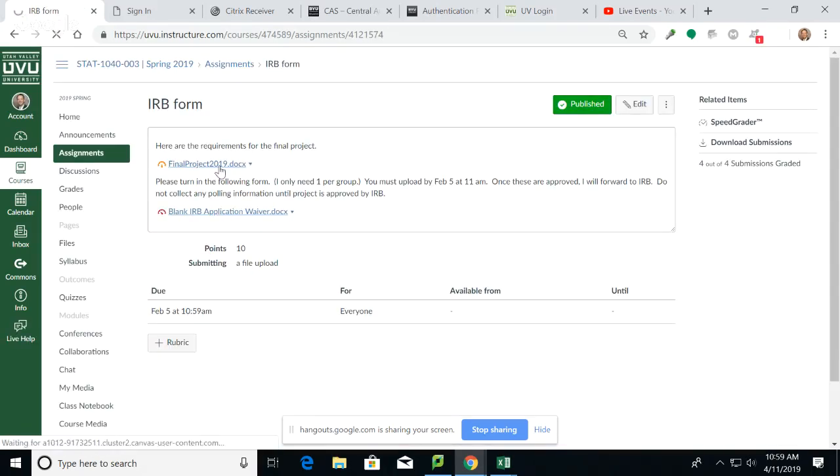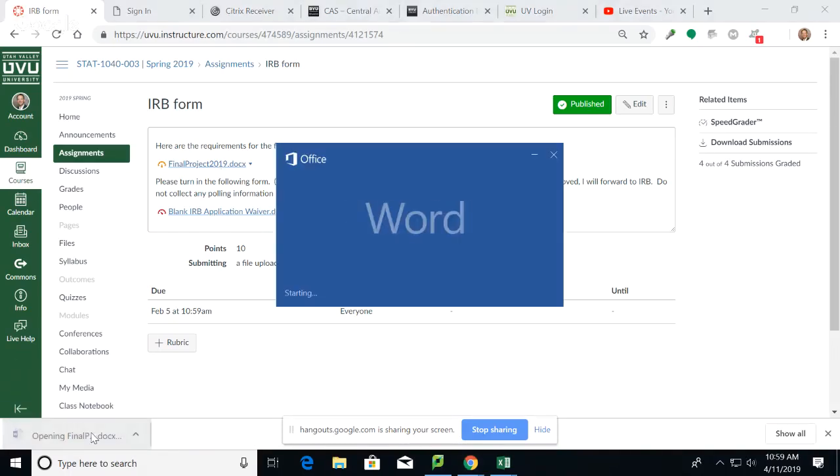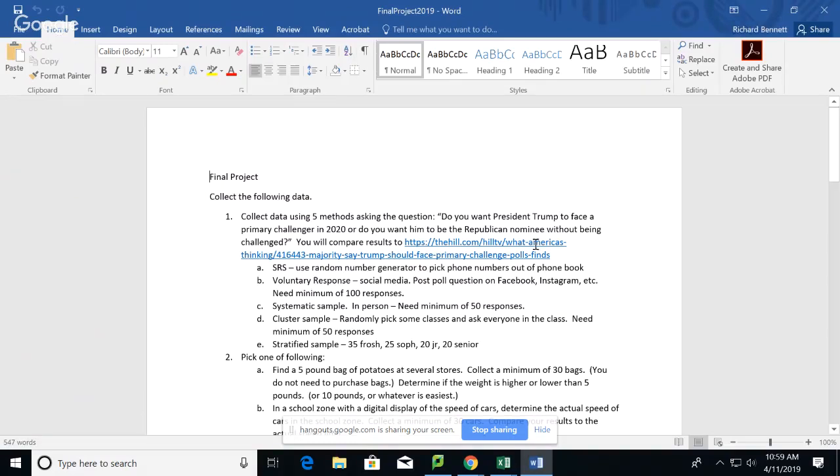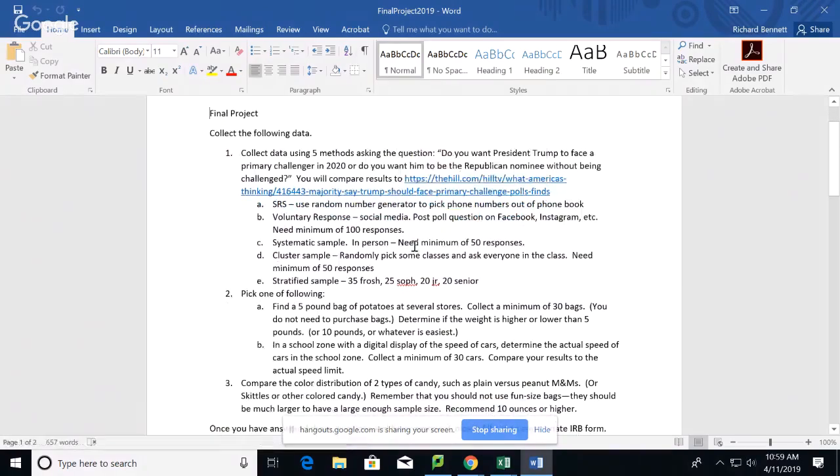Okay, so let's make sure we're super clear on this. In fact, maybe I will update this a little bit. You're using 5 data collection methods: a simple random sample using a phone book, voluntary response using social media, a systematic sample, a cluster sample, and a stratified sample. So you should have 5 confidence intervals and 5 hypothesis tests, one for each of those methods.